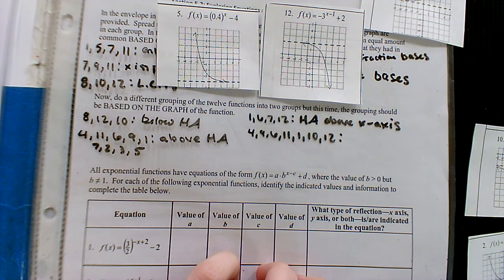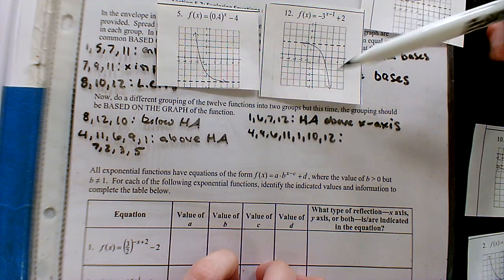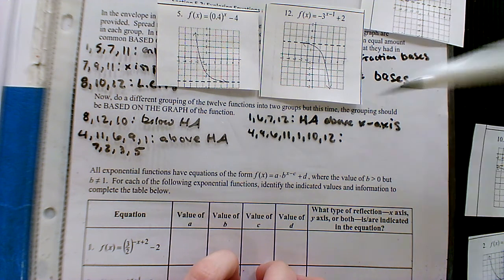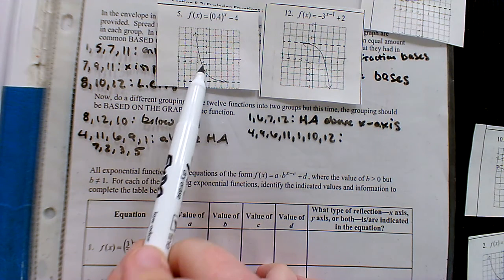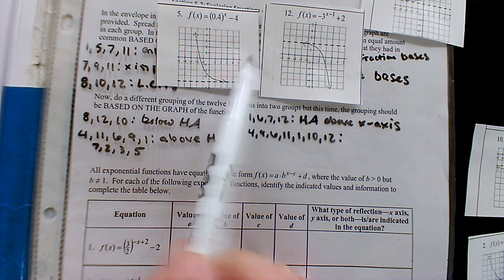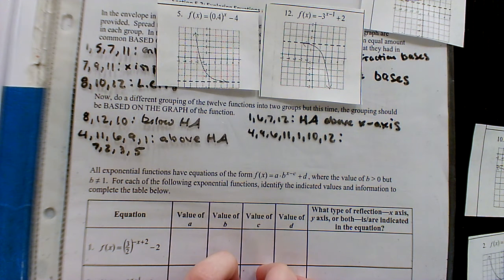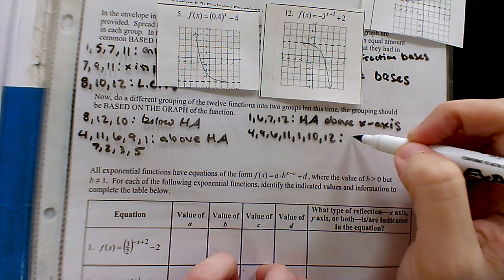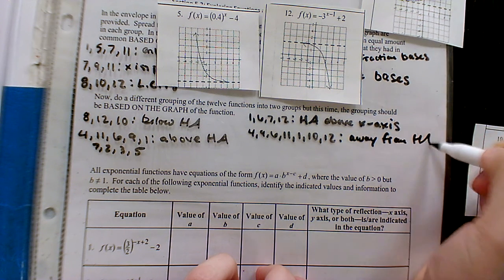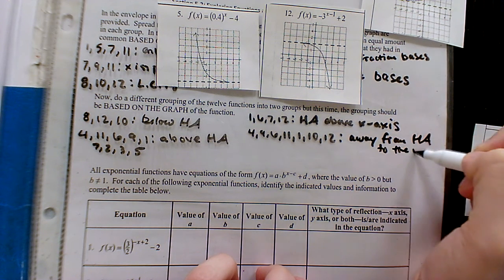Notice how if you look at the shape of the graph on the right-hand side, 12 is moving away from the horizontal asymptote. It's going down forever. Whereas for number 5 on the right-hand side, we're moving towards the asymptote. So there's a difference between the two, whether you're moving away or towards that horizontal asymptote. So these are moving away from the horizontal asymptote to the right.